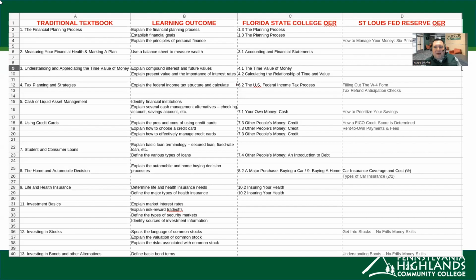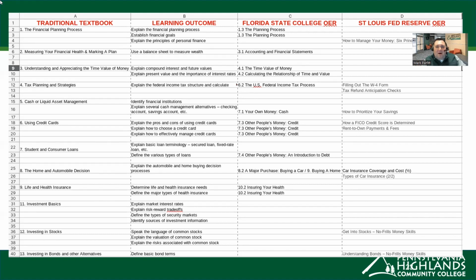Here's an example of how I typically try to map OER materials, especially for a class where there's not one perfect resource and I have to mix a lot. So you can see what I do is I take our traditional textbook. This is just an Excel spreadsheet. All the way on the left, I map out the chapters of our traditional textbook, and then I map the learning outcomes on our syllabus to those chapters, so I can see exactly where we're hitting all those learning outcomes. Because again, those are the most important things.